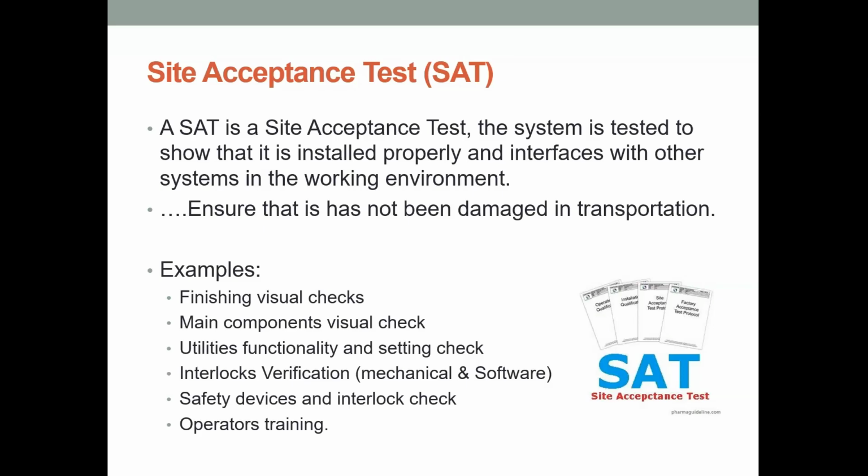So the examples of things that you might do in a site acceptance test: finishing the visual checks, so making sure that it's got no dents, no bumps, no scratches, anything like that in it, checking that all the main components are there visually, checking that the utilities are connected and that it is set in properly where it's going to go, checking that the interlocks are working, both mechanical and software, checking that safety devices and interlocks are working properly, and delivering some operator training then.